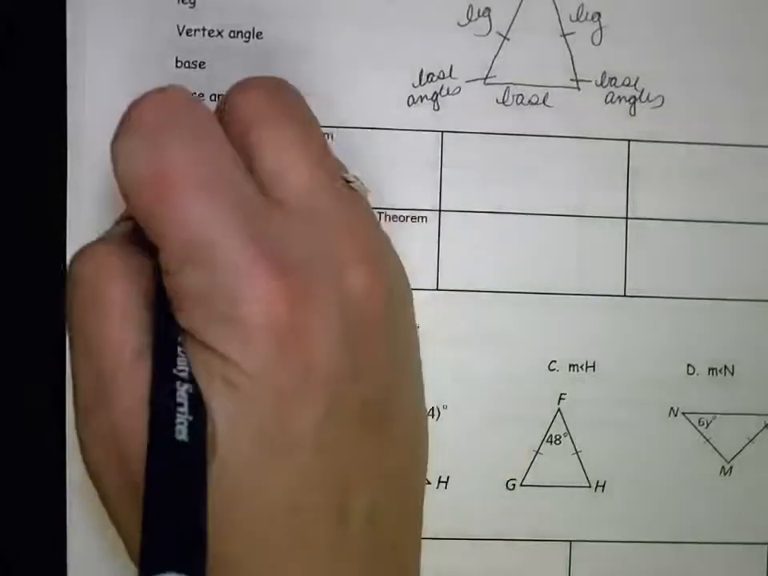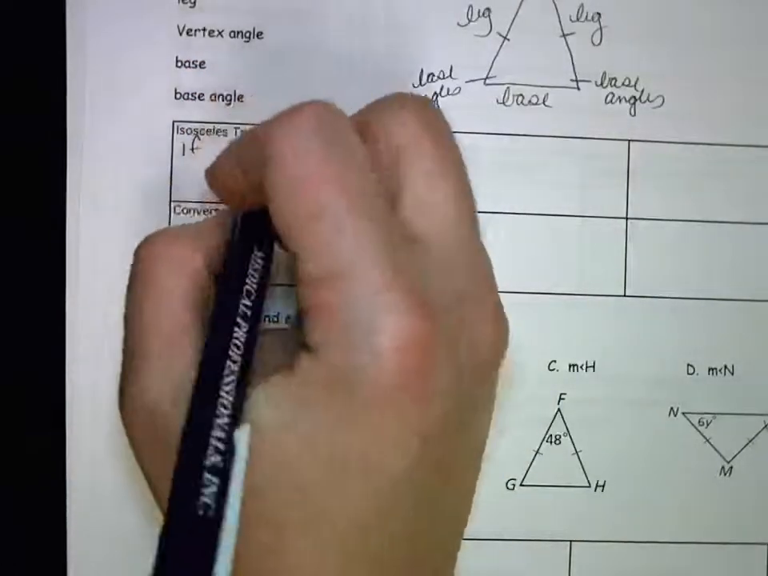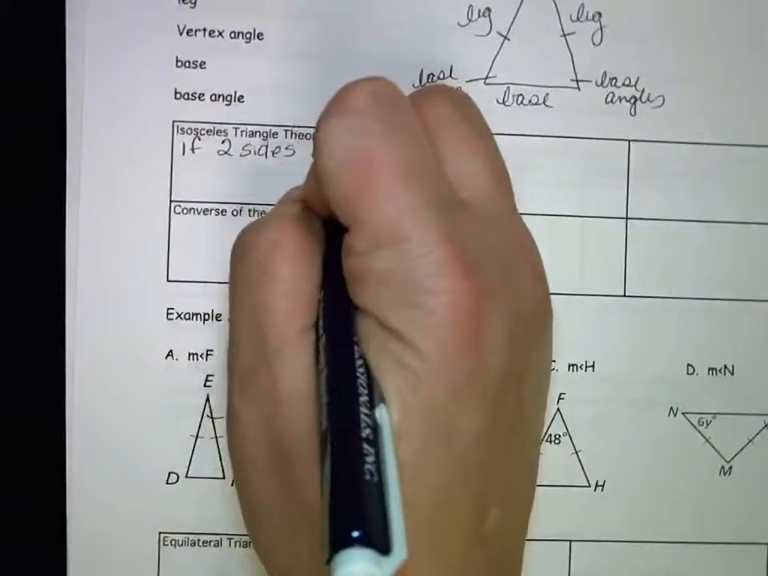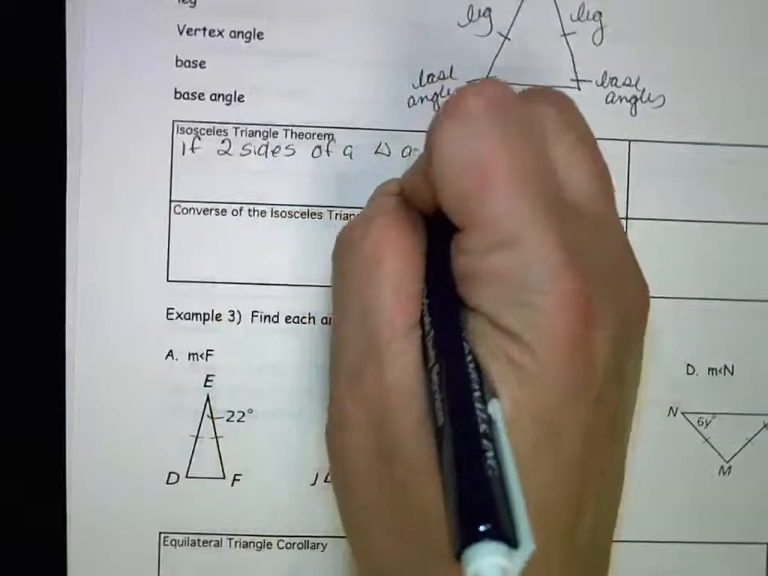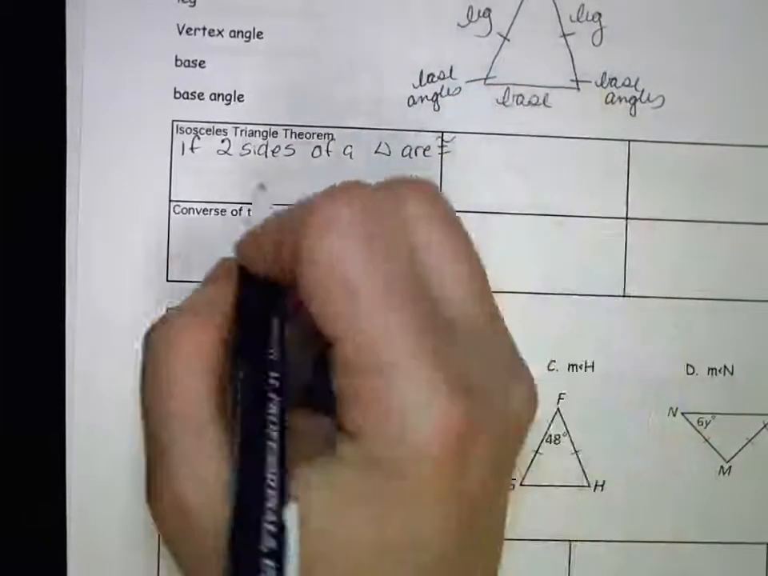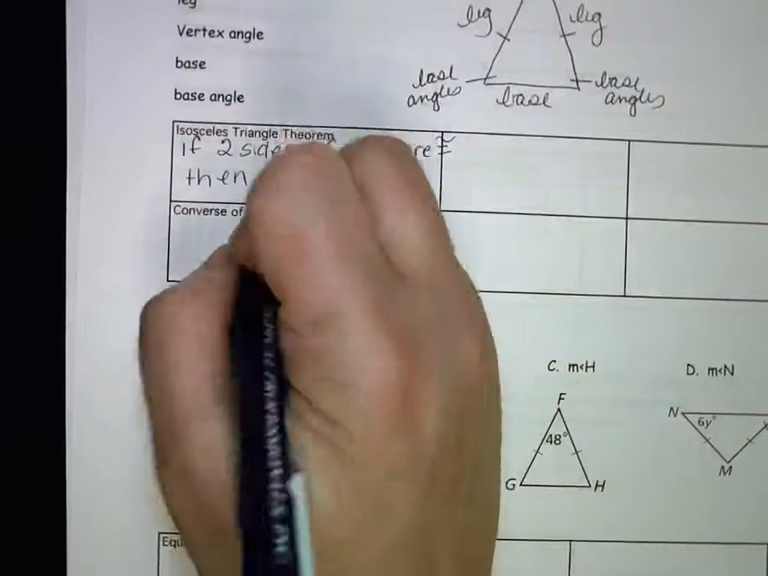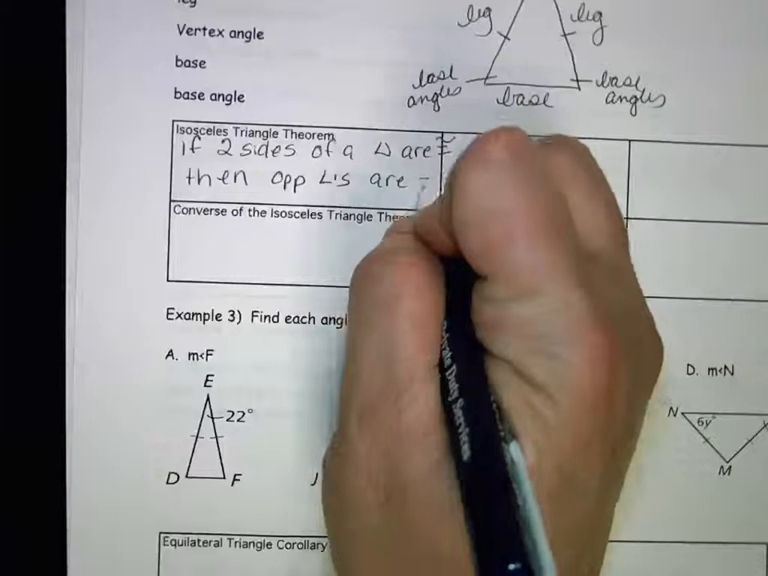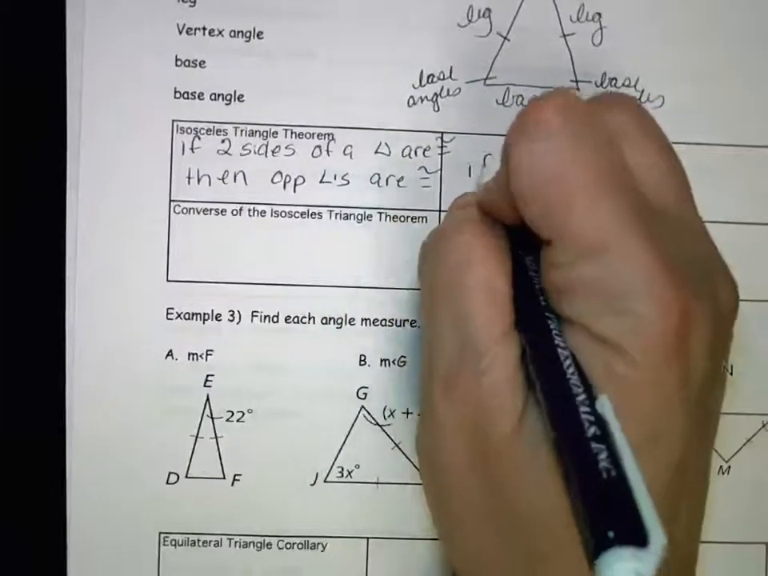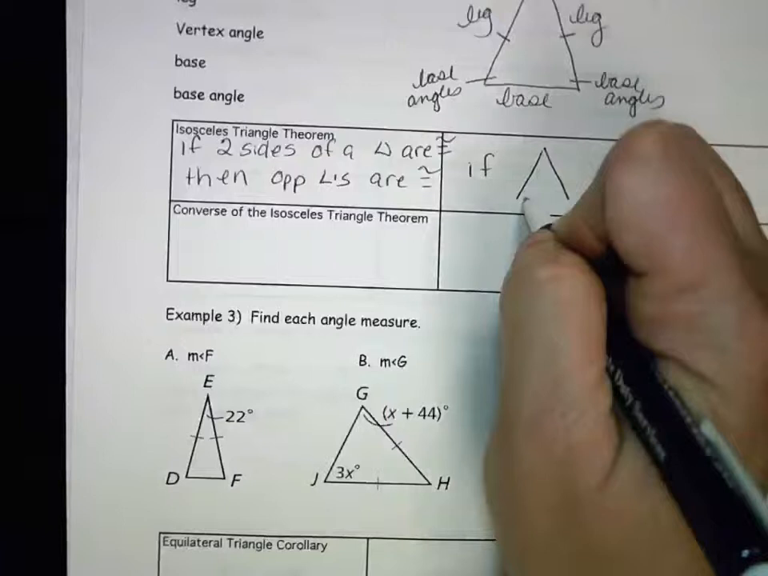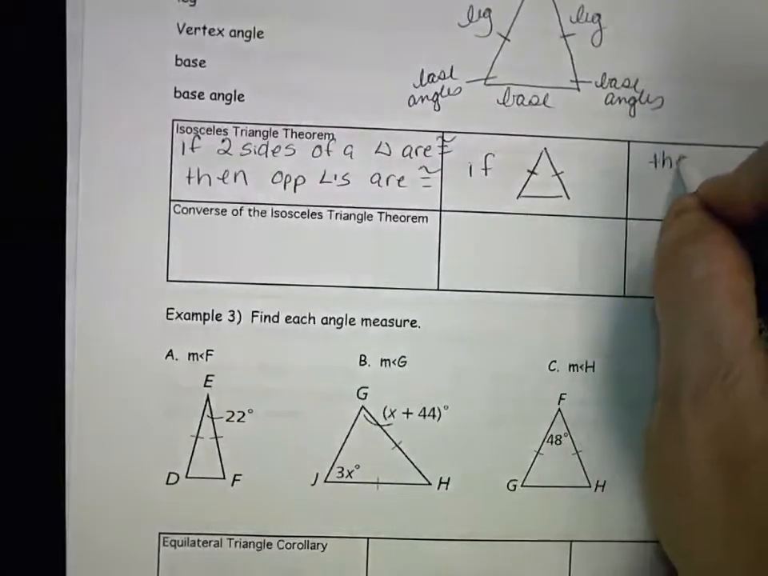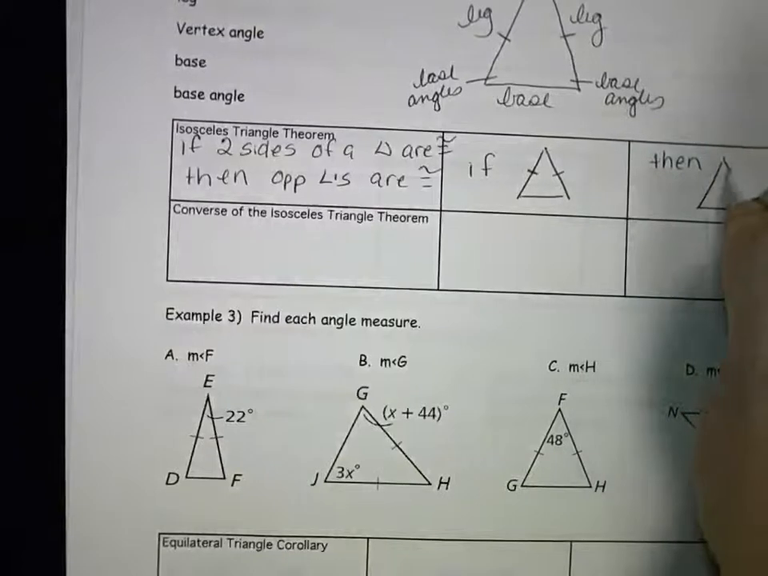First one is the isosceles triangle theorem, and this says if two sides of a triangle are congruent, then the opposite angles are congruent. So if we have a triangle right here that is isosceles and these are congruent, then we can say that these angles are congruent.